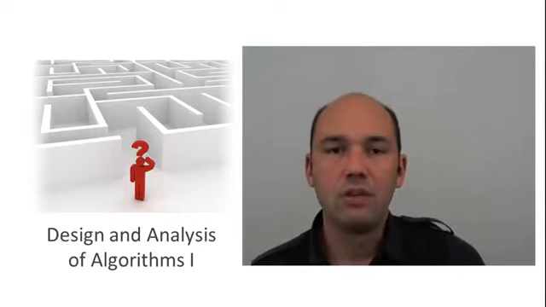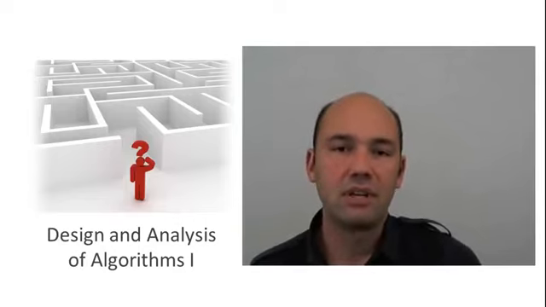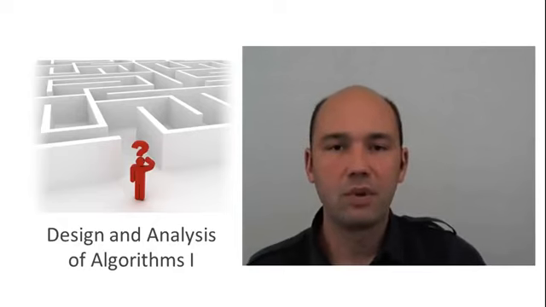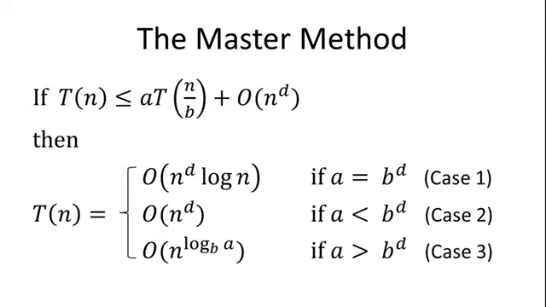In this video, we'll put the master method to use by instantiating it for 6 different examples. But first, let's recall what the master method says. The master method takes as input recurrences of a particular format, in particular recurrences that are parameterized by 3 different constants, a, b, and d. A refers to the number of recursive calls, or the number of subproblems that get solved. B is the factor by which the subproblem size is smaller than the original problem size. And D is the exponent in the running time of the work done outside of the recursive calls.